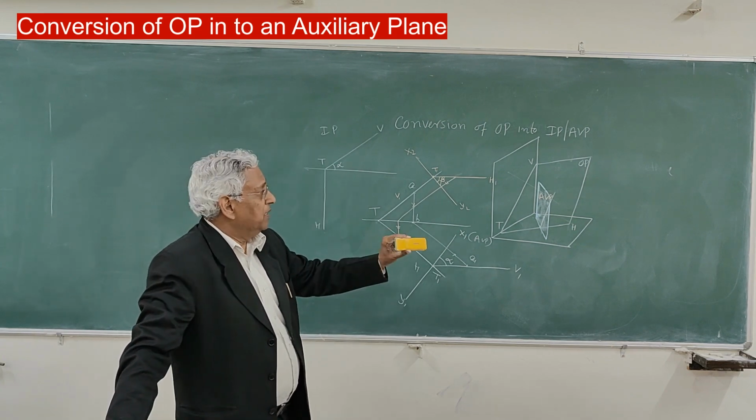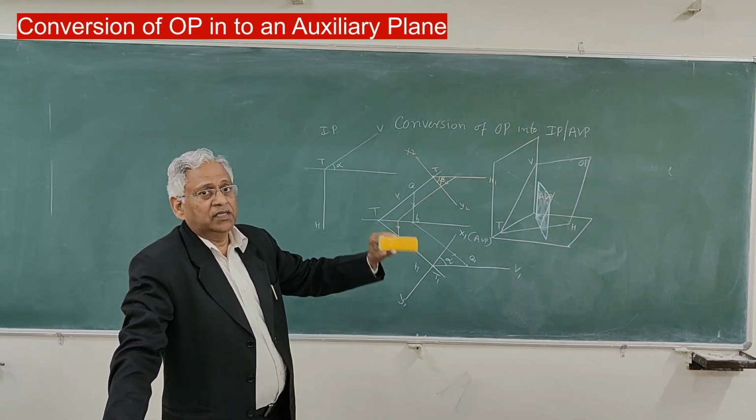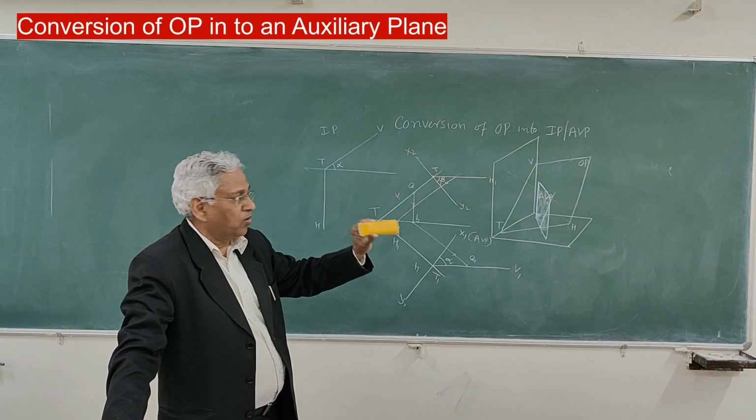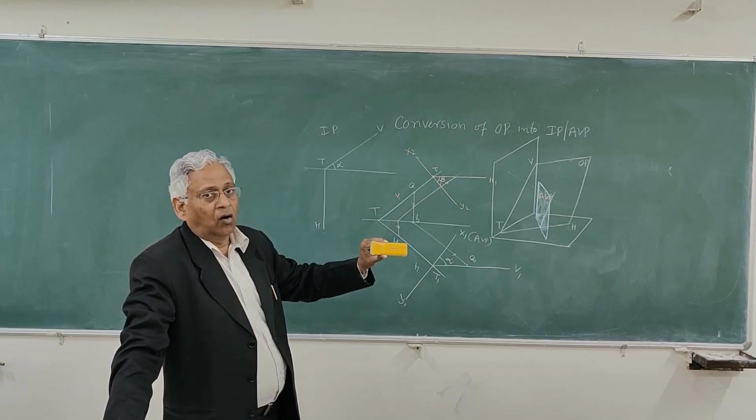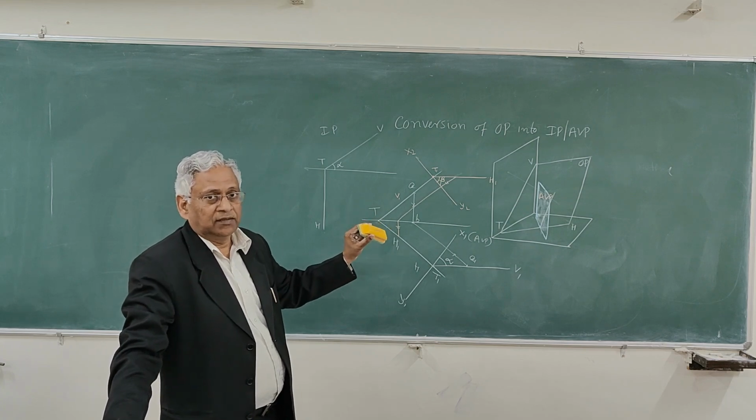Conversion of oblique plane into IP or ABP is extremely useful when you project points, when you determine distance between a point and a plane, or when you project lines on that.